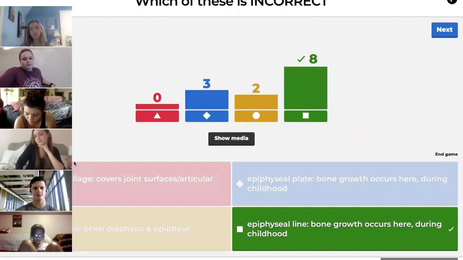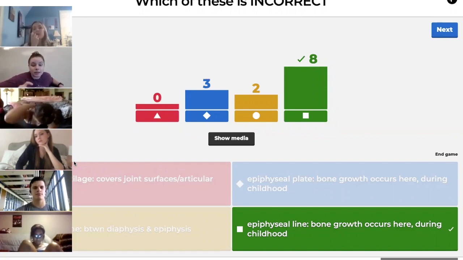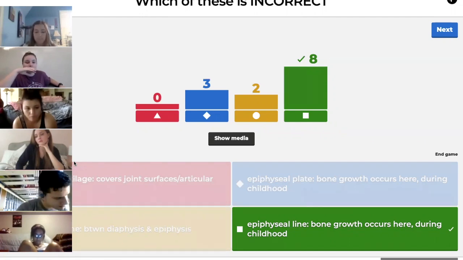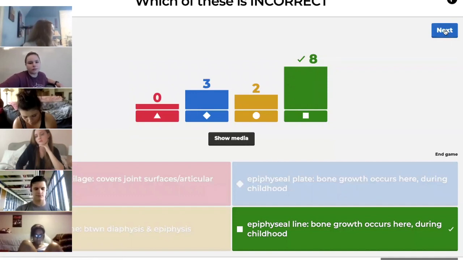Okay, cool. So the epiphyseal line is where bone growth occurs. So the epiphyseal plate is where bone growth occurs, and the epiphyseal line is after we're done ossifying, after we're done growing, this epiphyseal plate calcifies. So that's like the adult version, the epiphyseal line.